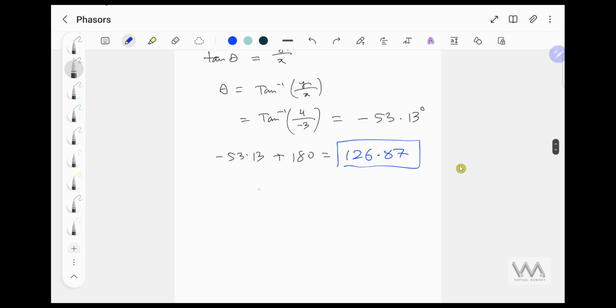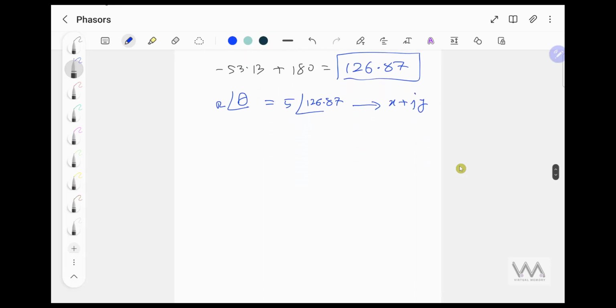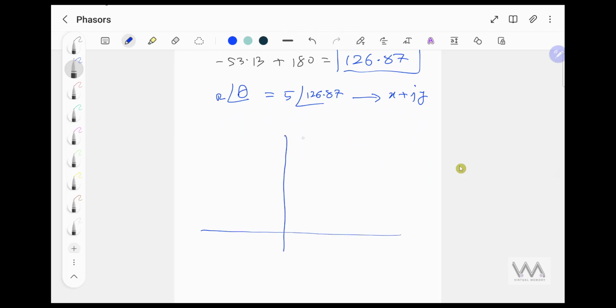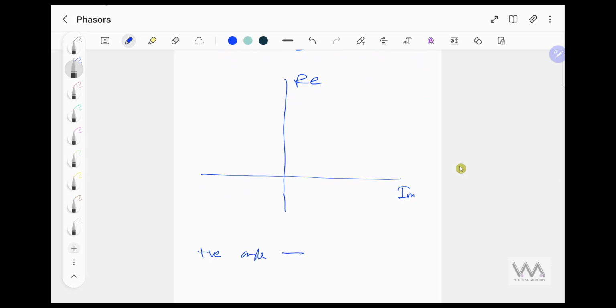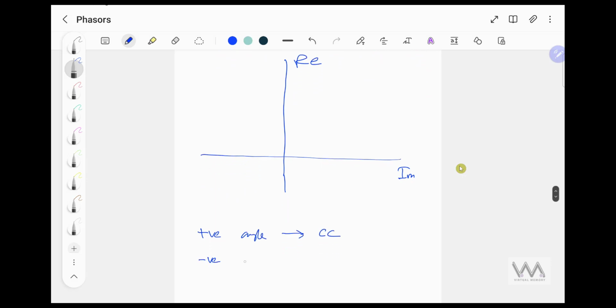Now let's go back. Now let's convert from polar, 126.87, to rectangular, which is x plus jy. First thing you need to understand is this. This is the real axis. This is the imaginary axis. To draw the angle, since we have a positive angle, 126.87, a positive angle goes counterclockwise. So I'm just going to write it here. Positive angle, you go counterclockwise. If you have negative angle, you go clockwise.